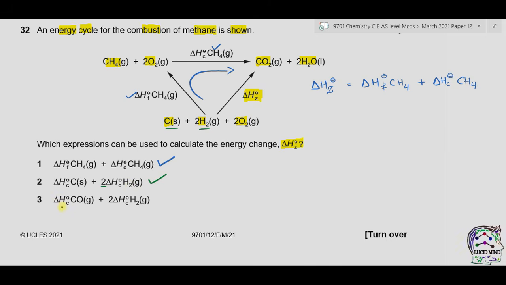For third one, we can see that we have enthalpy change of combustion of carbon monoxide and enthalpy change of combustion of hydrogen multiplied by 2. As we do not have carbon monoxide in either of this cycle, so therefore this expression is wrong. Option 1 and 2 are correct. Answer is therefore B.